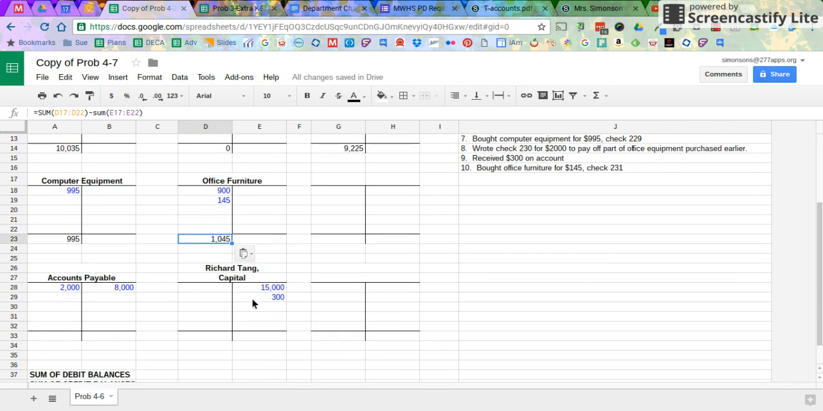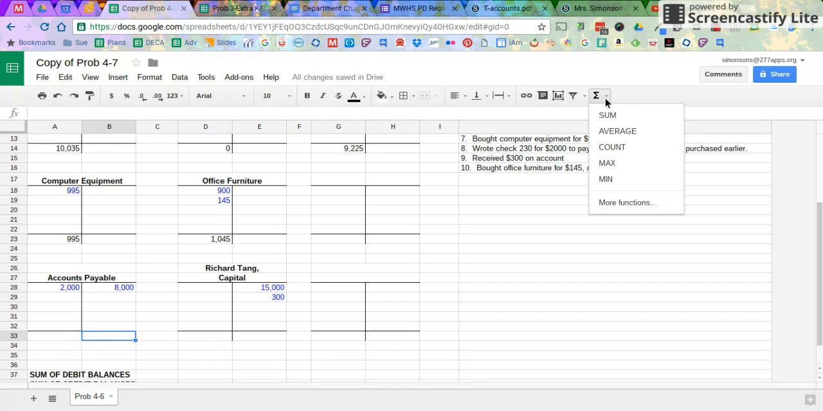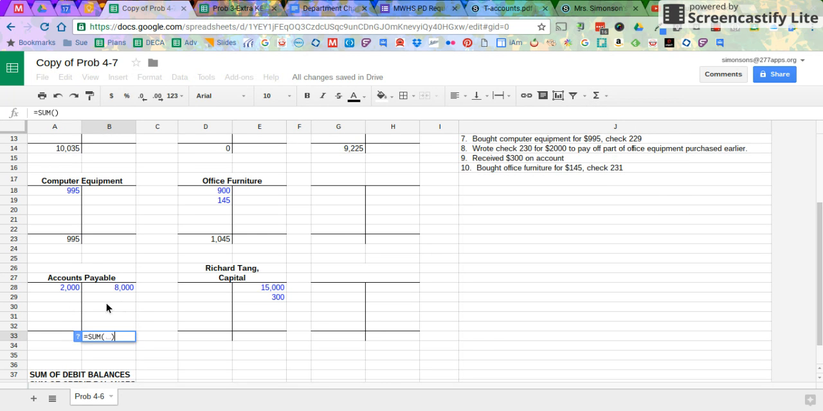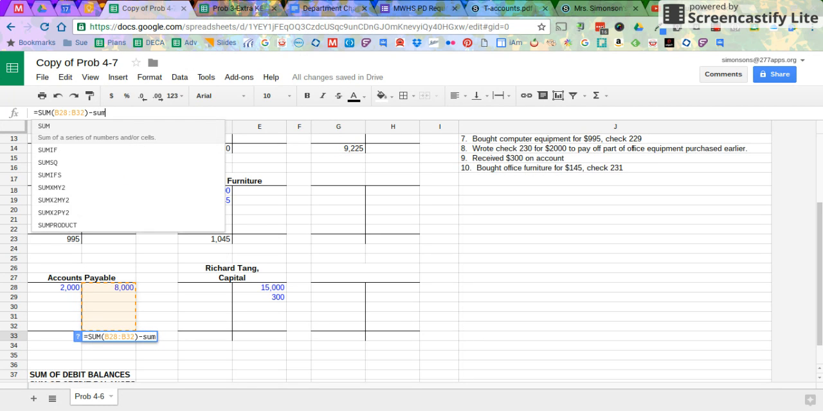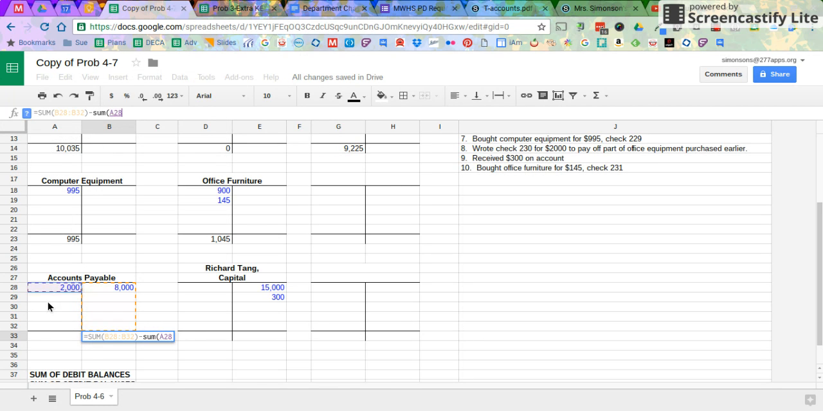I'm going to have to do an opposite formula for my liabilities and owner's equity. They have an increased side of the credit side, so their normal balance side is the credit side. So that's where we need to be, on this right side. So I'm going to come up and do my auto sum, and add up all the credits and subtract all of the debits. And then I should be able to copy and paste.